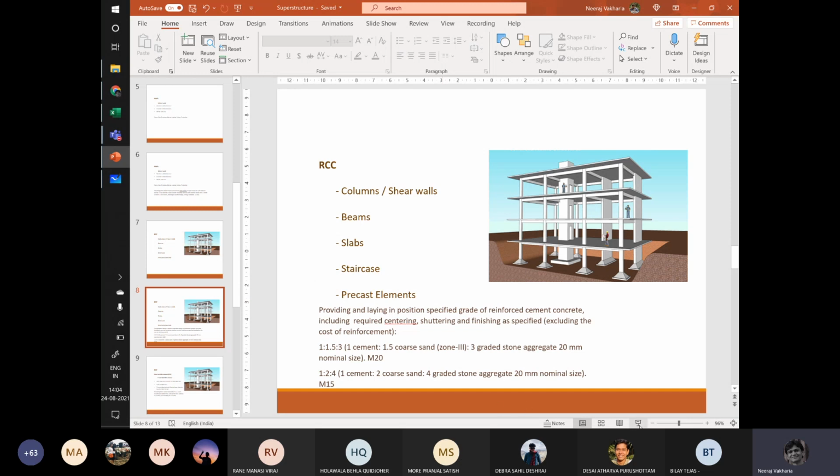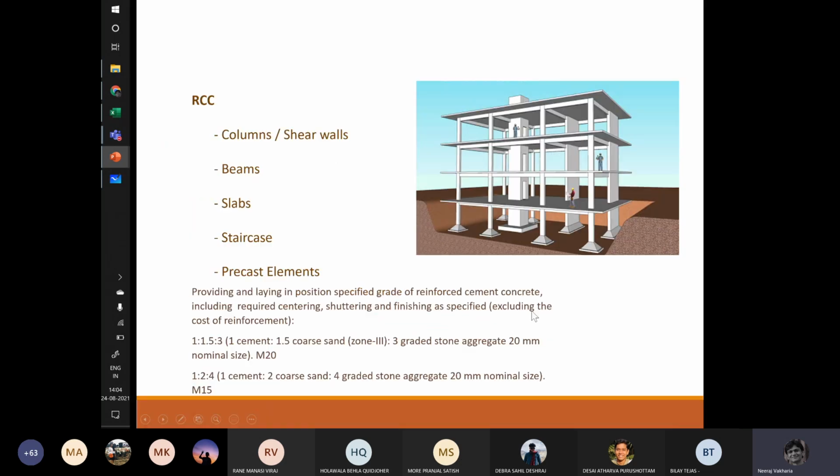Okay, after that, again here, keep that in mind. I have written excluding the cost of reinforcement. Okay, because that is calculated separately. It is very costly.